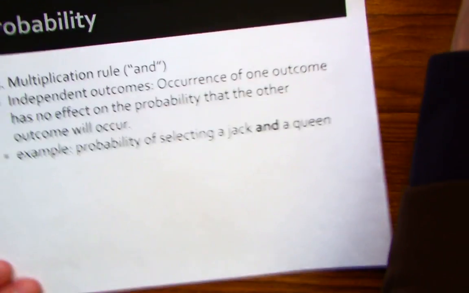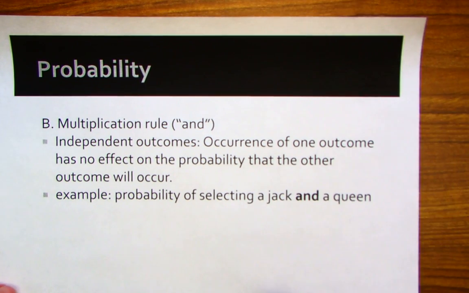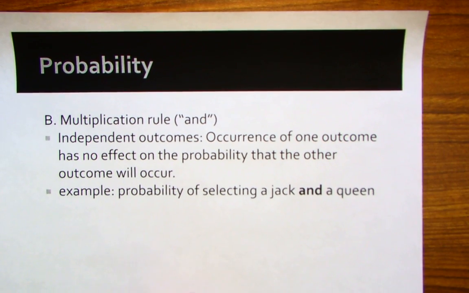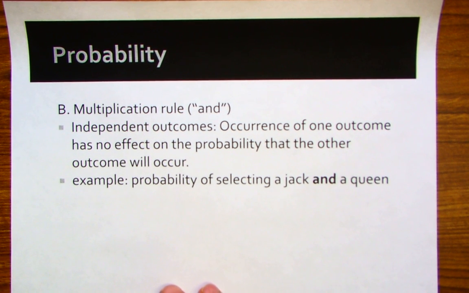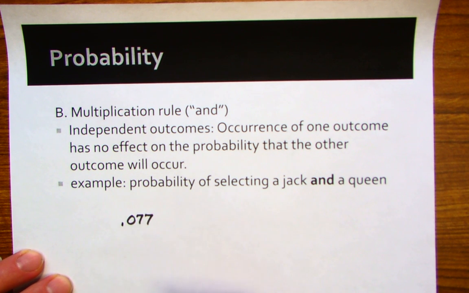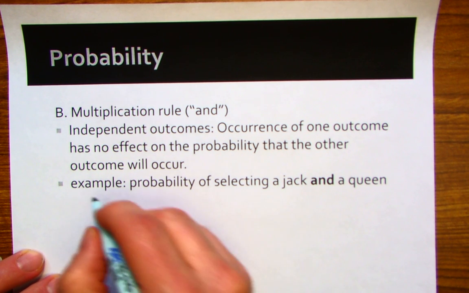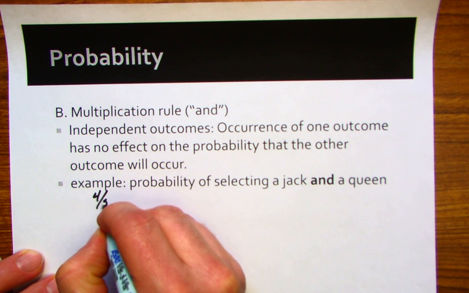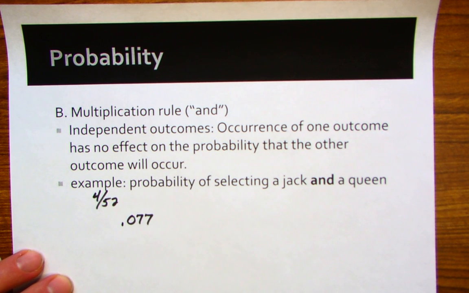Multiplication rule. Whenever we see the word and, we're using the multiplication rule. Independent outcomes: the occurrence of one outcome has no effect on the probability that the other outcome will occur. So in this example, what's the probability of selecting a jack and a queen? The probability of selecting a jack, we know, is 0.077 as we worked through this, right? 4 jacks divided by 52.